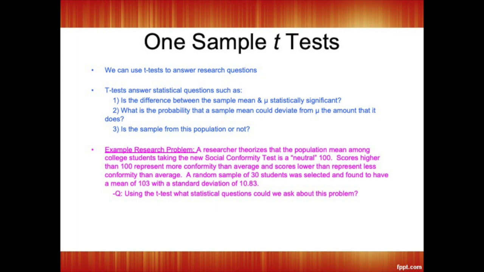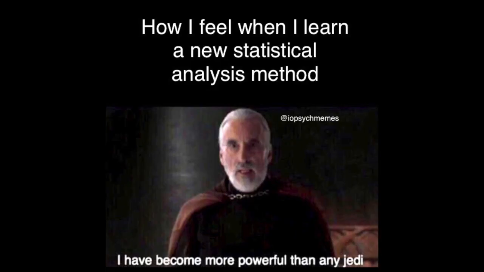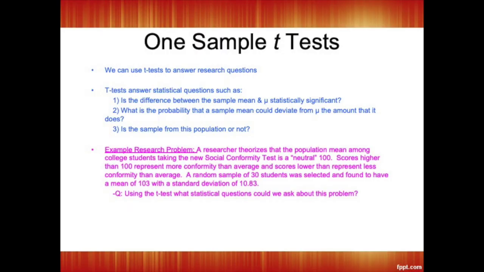So another thing that we can do with the t-distribution, thanks to William Sealy Gosset, is we can do hypothesis testing using a statistical analysis called a one-sample t-test. So we can use a t-test to answer research questions or test a hypothesis. And a t-test answers statistical questions such as, one, is the difference between the sample mean and the population mean statistically significant? So let me illustrate this for you.